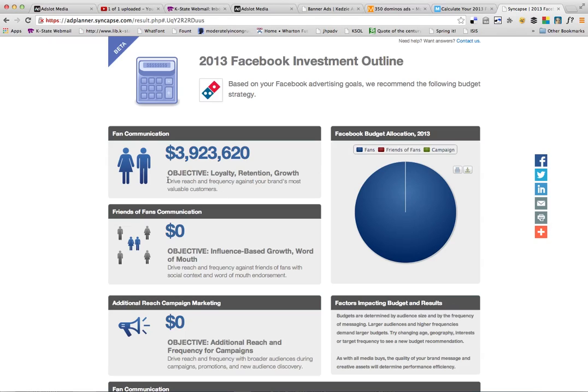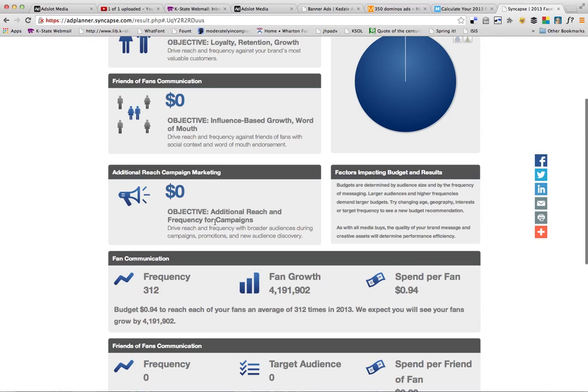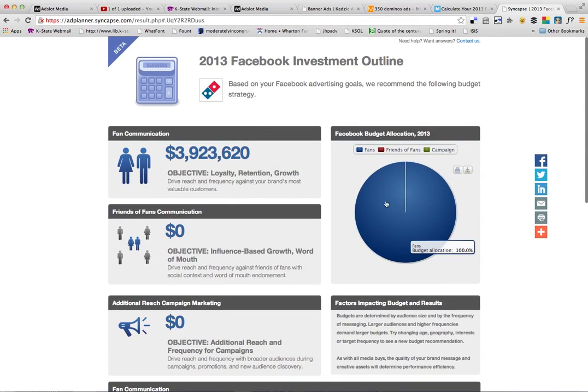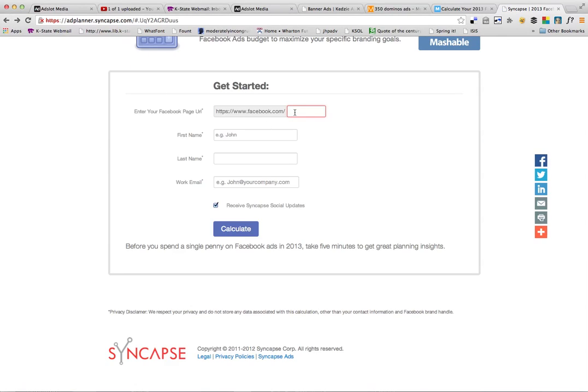It's suggesting almost $4 million, and that we should be spending, since we have, in its opinion, I typed in only 50% of our customers are also fans. It's suggesting that we basically double up on fans and do nothing with friends of fans. And it's also saying that based on those variables, just forget trying to reach people on the additional campaign unless I'm willing to spend more money. So let's go back based on this little bubble and $4 million budget. Let's come back in and try that again.